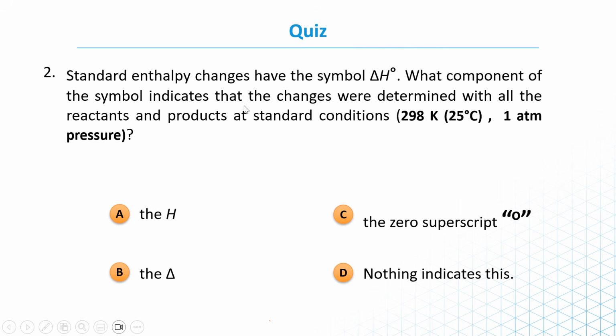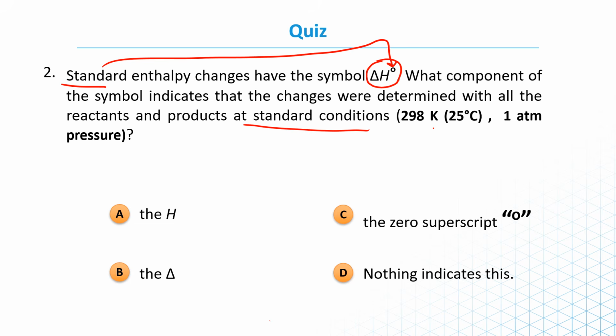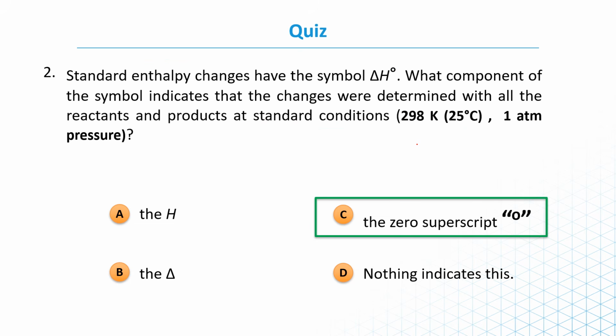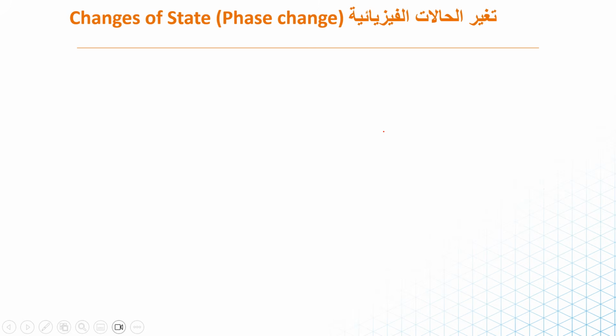So standard enthalpy changes have the symbol delta H note. What component of the symbol indicates that the changes were determined with all reactants and products at standard condition, 25 degrees Celsius and 1 atm? This is what we talked about. It's the note subscript. So when you see this, it means it's standard conditions.